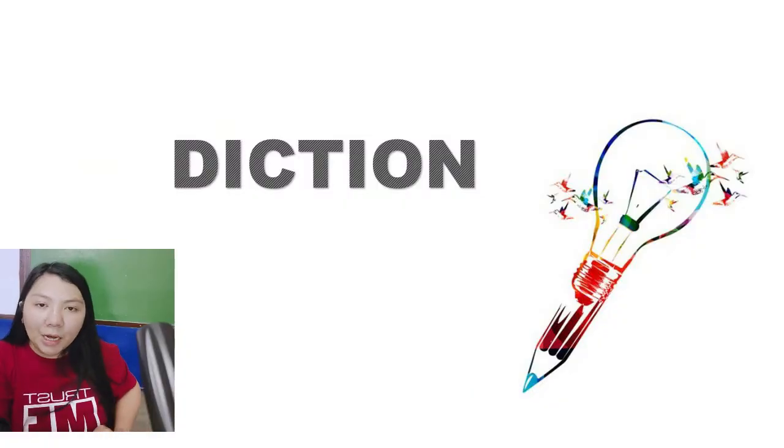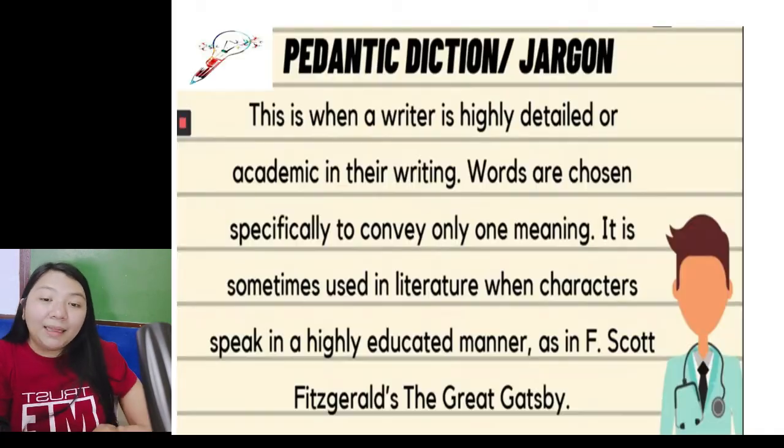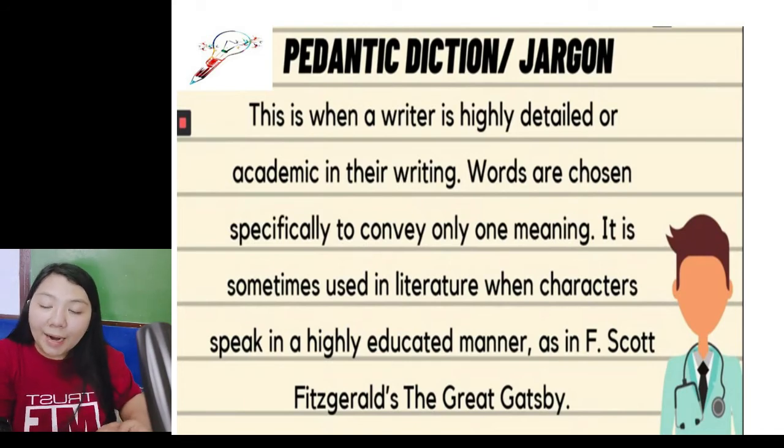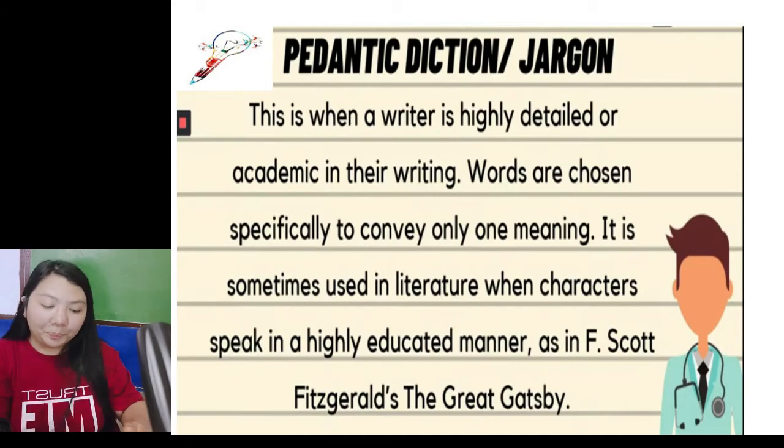Okay, another kind of diction is pedantic diction or jargon. So this is when the writer is highly detailed or academic in their writing. So words are chosen specifically to convey only one meaning. It is sometimes used in literature when characters speak in a highly educated manner.